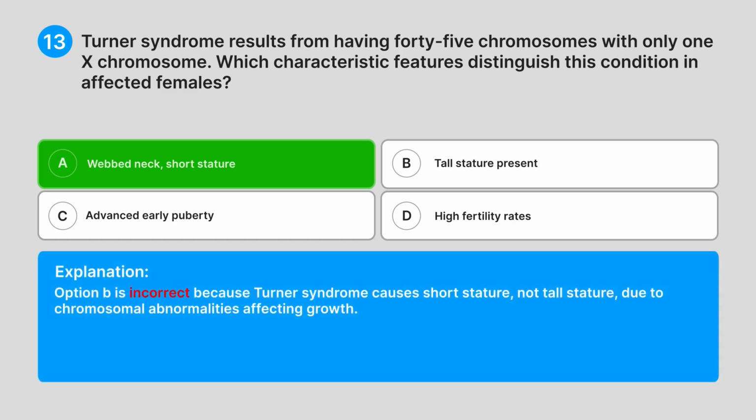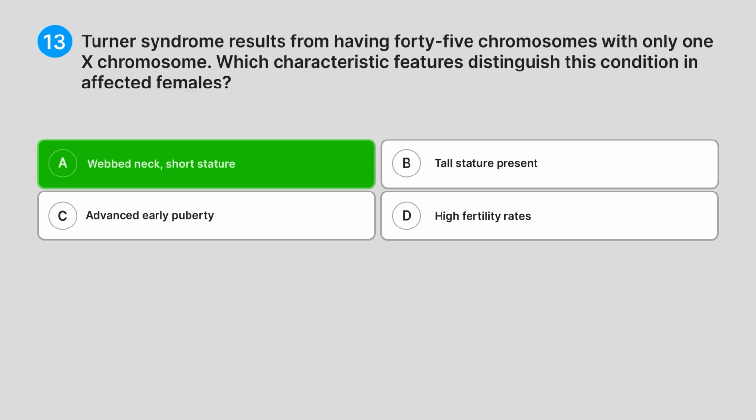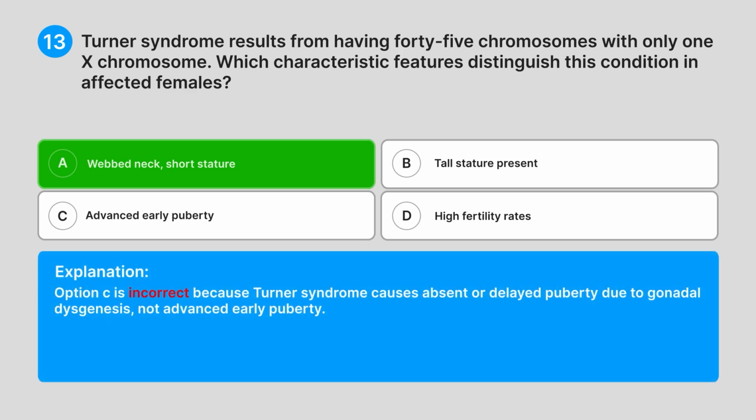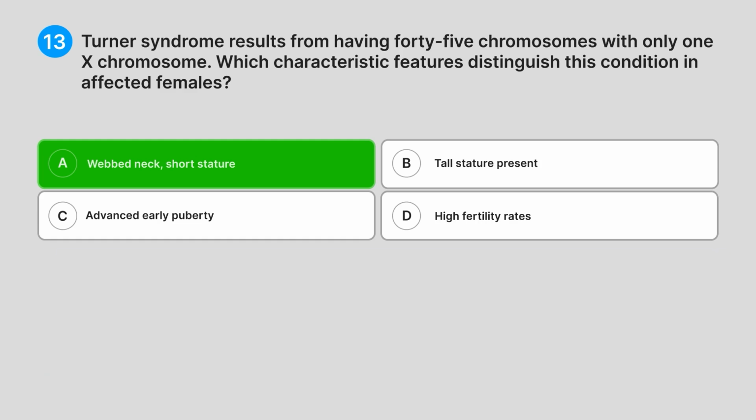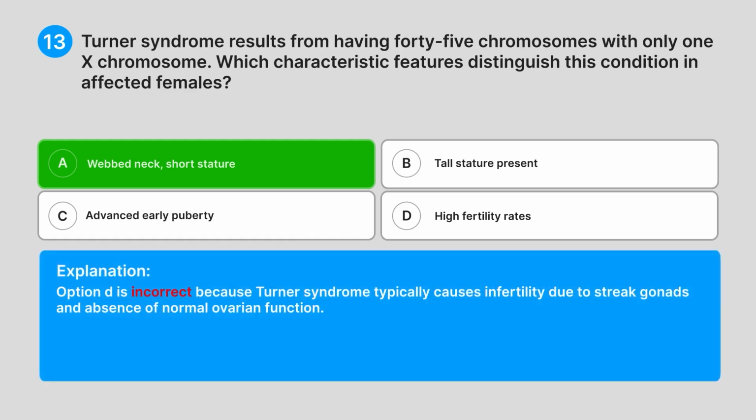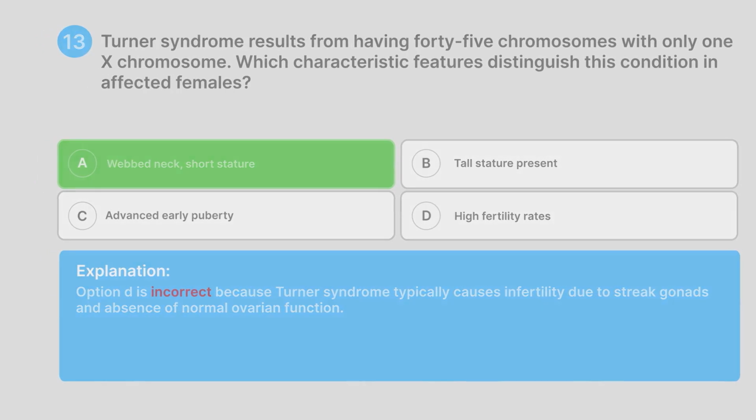Option B is incorrect because Turner syndrome causes short stature, not tall stature, due to chromosomal abnormalities affecting growth. Option C is incorrect because Turner syndrome causes absent or delayed puberty due to gonadal dysgenesis, not advanced early puberty. Option D is incorrect because Turner syndrome typically causes infertility due to streak gonads and absence of normal ovarian function.